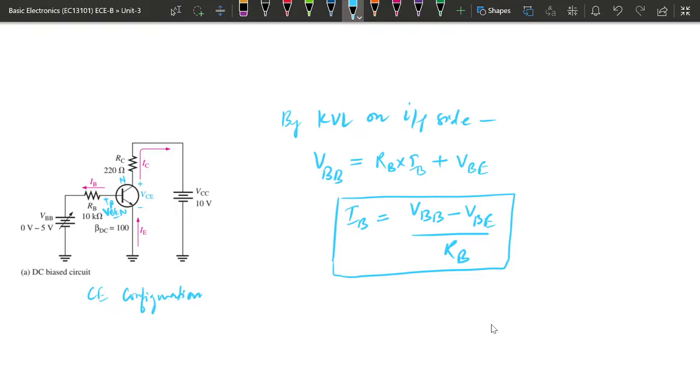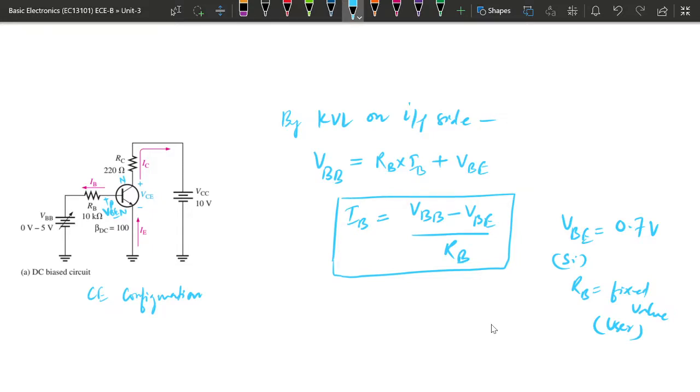So VBE is fixed, VBE for a silicon transistor will be 0.7 volt. RB will be a fixed value that will be decided by the user, but it will be a fixed value. Okay, but here we have taken VBB as variable, that means based on the different applied supply voltage. If we are applying the supply voltage between 0 to 5, then based on this VBB value we can get the different IB.